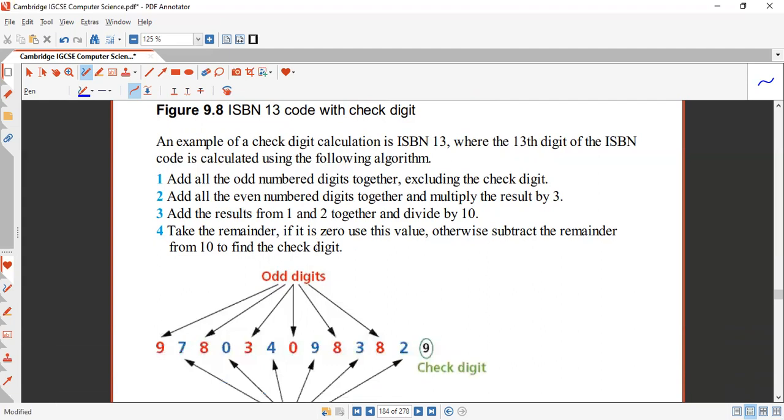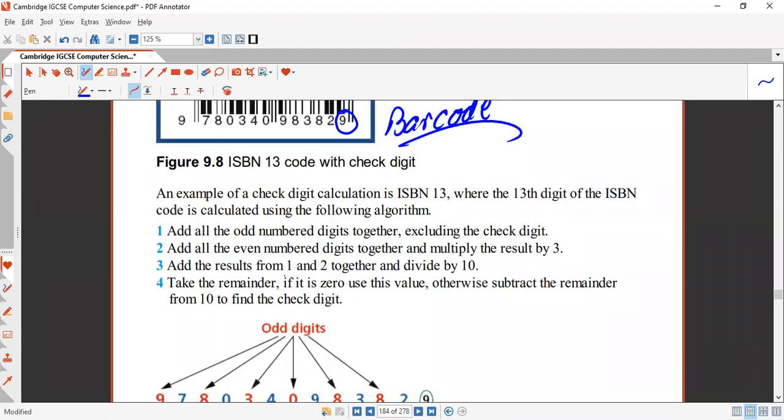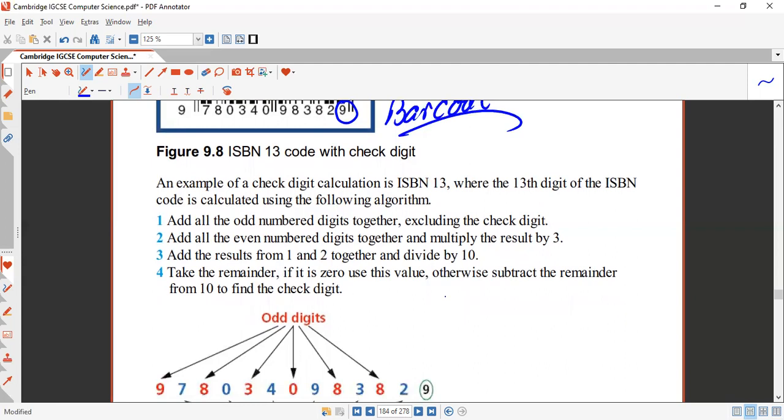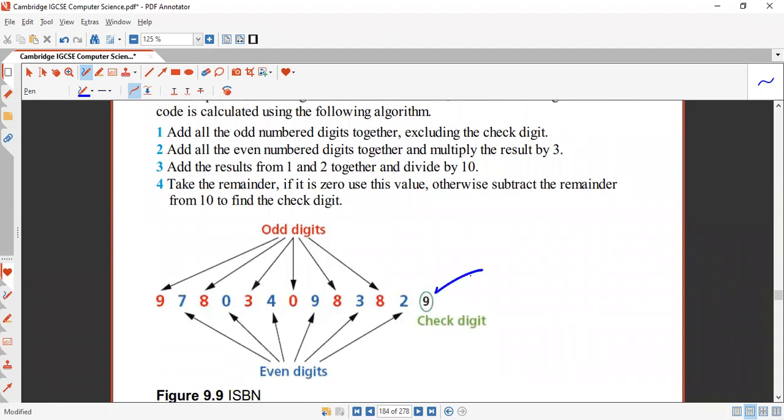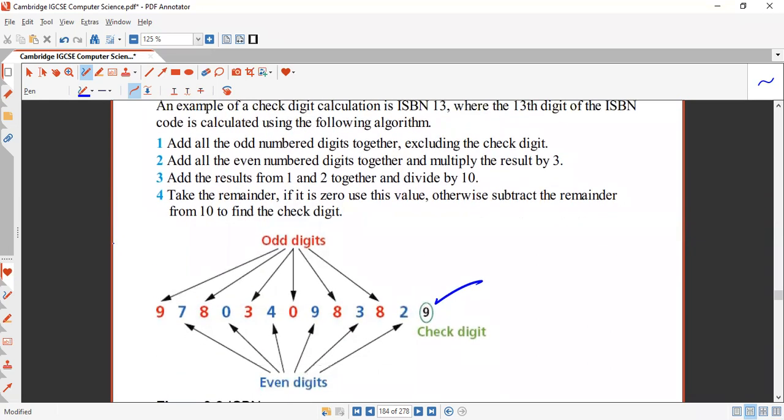I have mentioned a similar number over here: 978034098382. The last digit over here is the check digit. The procedure to find the check digit is quite simple. You will be provided with the instructions in your paper. You just simply need to follow those instructions, nothing apart from that. They are given over here, and likewise they will be given in your paper as well.